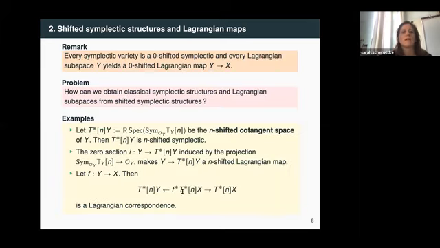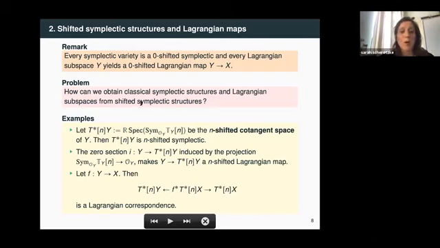So obviously, this is exactly as we expect it to be: the classical picture should be examples of zero-shifted symplectic structures, and every closed subspace should yield a zero-shifted Lagrangian map. Of course, we cannot expect anything else, because we know that the tangent complex and the cotangent complex only have cohomology in degree 0. So it couldn't be anything else but zero-shifted symplectic in any case.